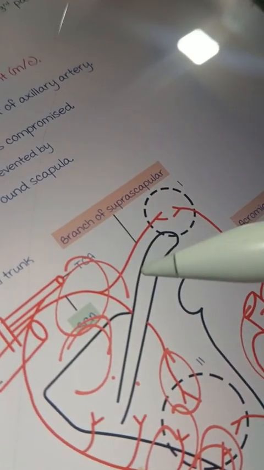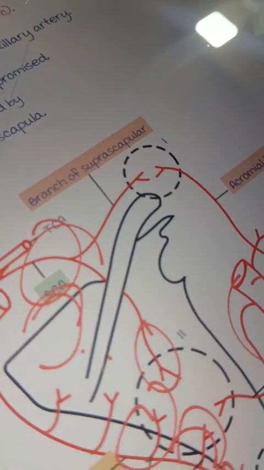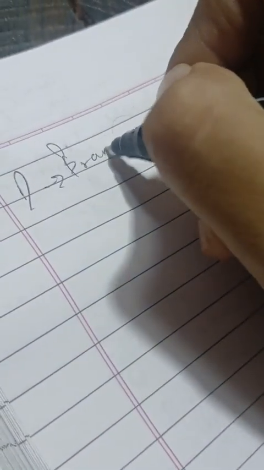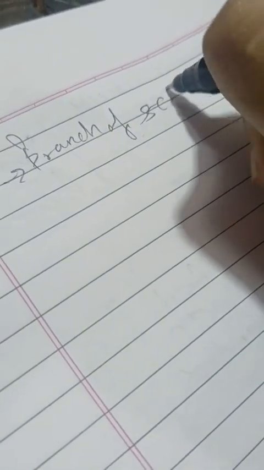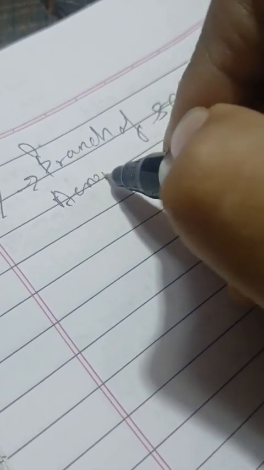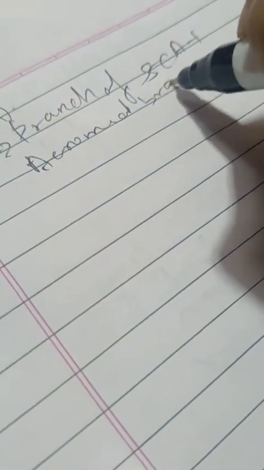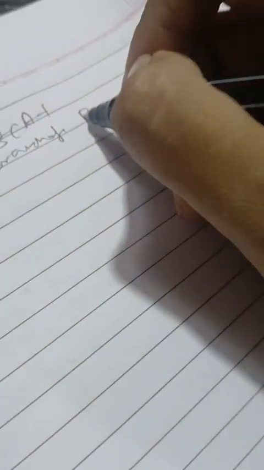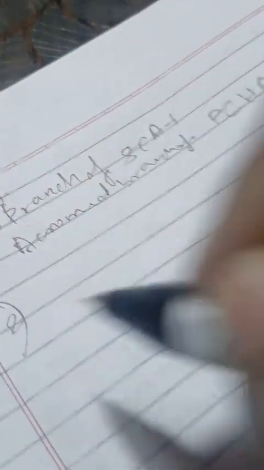Let's revise again. The first anastomosis is between a branch of the suprascapular artery and the acromial branch of the PCH. So we will list it over here. That is, the first anastomosis is between a branch of the suprascapular artery and the acromial branch of the posterior circumflex humeral artery.